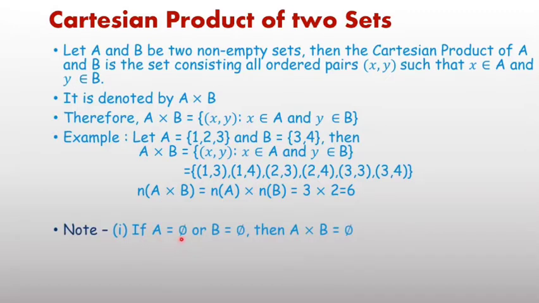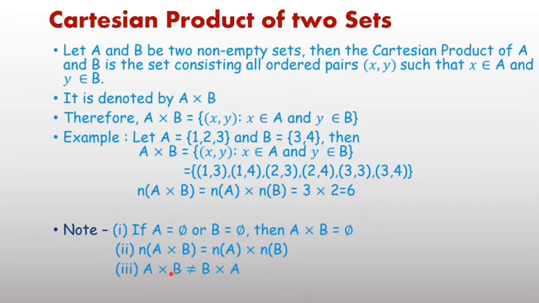If A = ∅, meaning A is the null set, or B is the null set, or both are null sets, then A × B = ∅, because the Cartesian product of two sets is not possible, or there will be no element in the Cartesian product. Also remember the number of elements in A × B equals the number of elements in set A times the number of elements in set B.